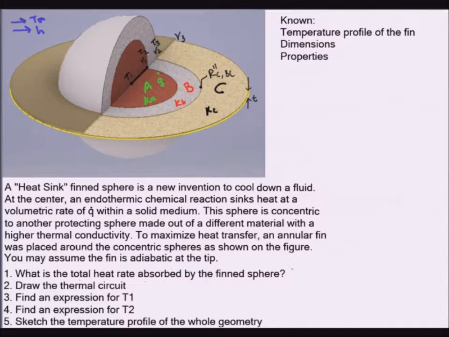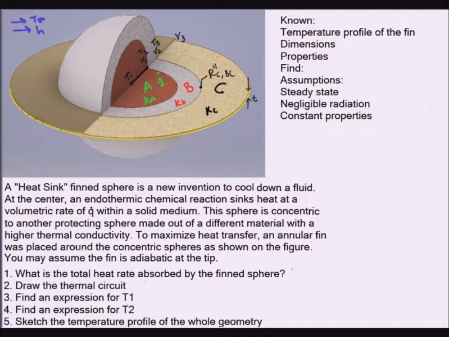So anyway, what we want to find is already labeled in the problem, so I won't write anything here, and then we will jump to the assumptions. The assumptions of this problem are, as usual, that we have steady state, negligible radiation, and constant properties, so none of the properties depend on temperature. We also have that the fin tip is adiabatic, and I think this is it.